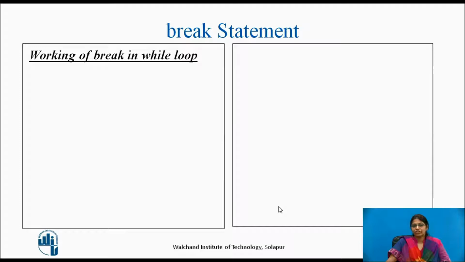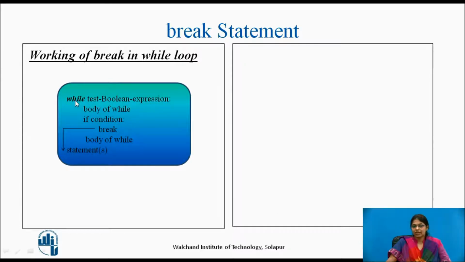Let us see the working of a break statement inside a while loop. This is a while keyword followed by a Boolean expression. The condition is tested for this Boolean expression. If the condition is true, then the body of the loop is executed. Inside this body of the loop, an if conditional statement is used. If this condition comes out to be true, then the break statement is executed. When the break statement executes, the control directly comes out of the loop and goes to the next statement after the loop.